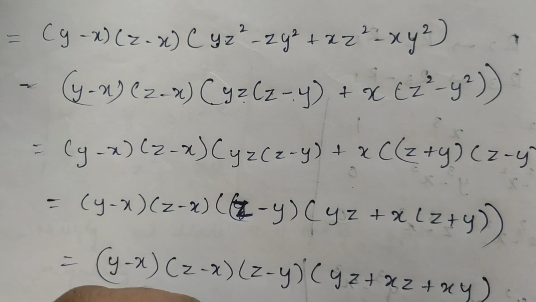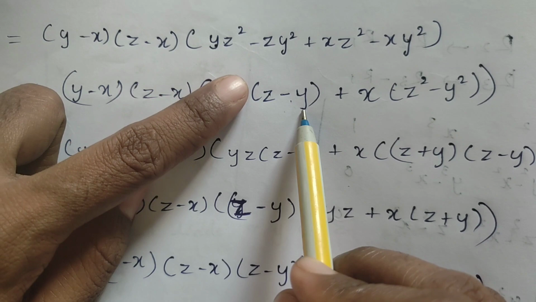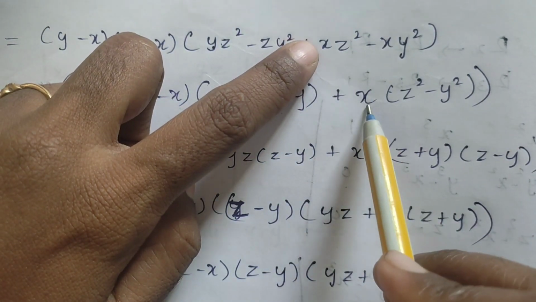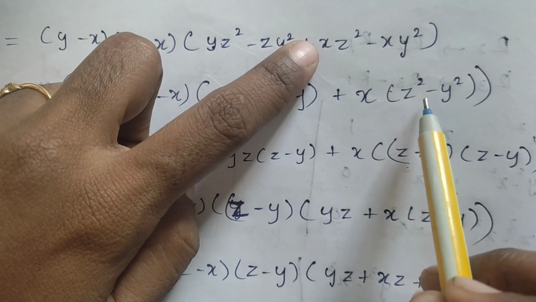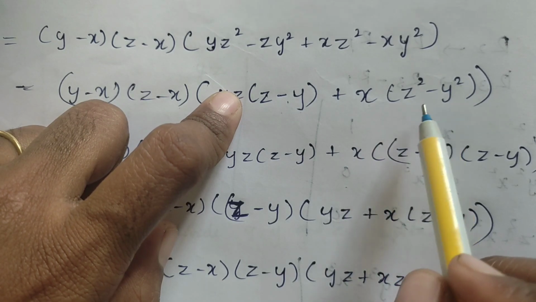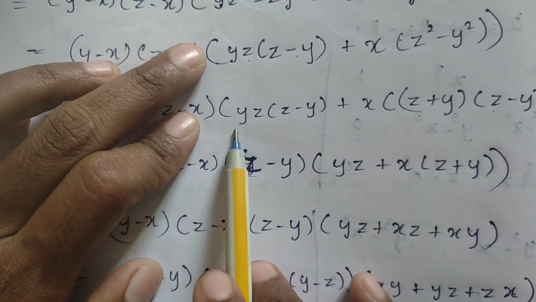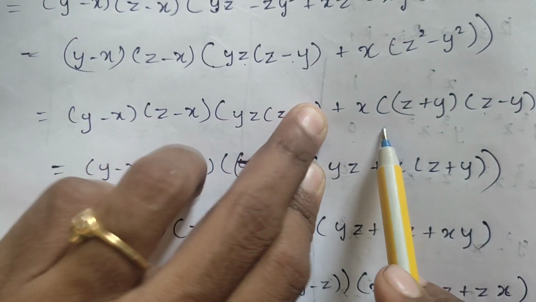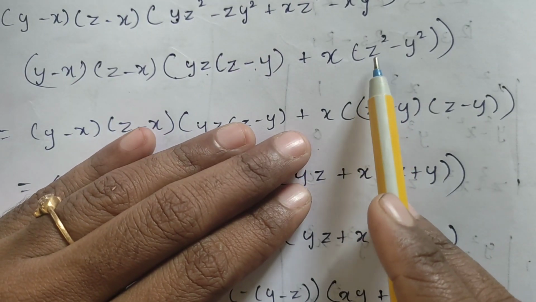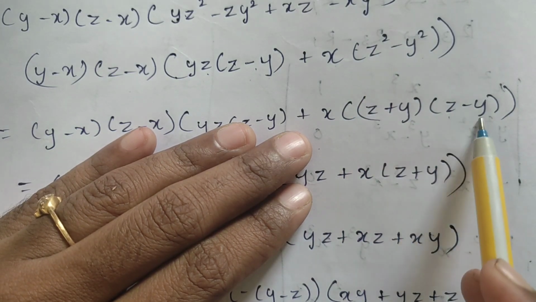Now from these two terms, yz is taken out. So z minus y will be out. From these two terms, x is common. Let me take x out. So z square minus y square. Now this again I'll replace like z plus y into z minus y. So next term yz, z minus y, plus x into the rest of the elements will be coming as it is. Only change is that z square minus y square becomes z plus y into z minus y.